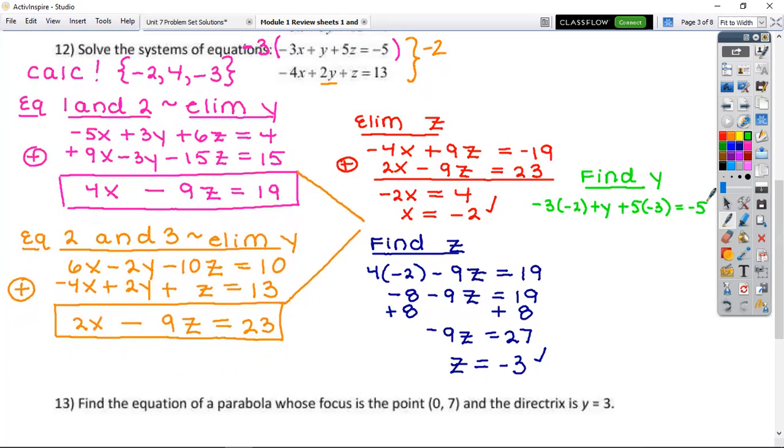All right, so I have here 6 plus 5 minus 15 is equal to negative 5. So I have y minus 9 equal to negative 5. Add your 9, and you are done. So y is equal to 4. Does it work? Yes, it does.